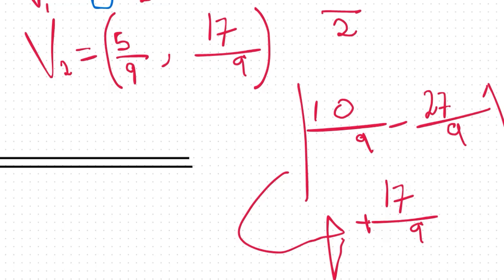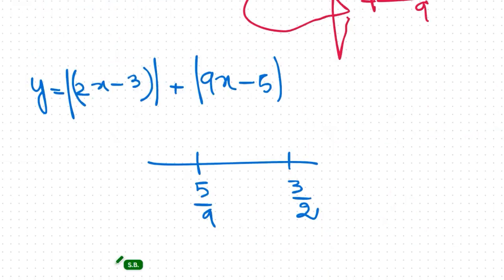So these are the vertices. So what happens is we put some alternative signs. Positive, negative, positive. Okay.